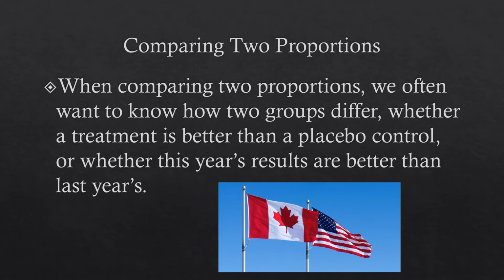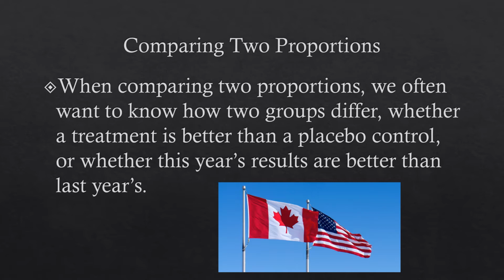When it comes to comparing two proportions, this is where a lot of real world applicability comes into play. So when we compare two proportions, we often want to know, how do two different groups differ from one another? So for example, we could compare males and females, or we could compare middle schoolers and high schoolers. We just really want to know, what is the difference between two groups?